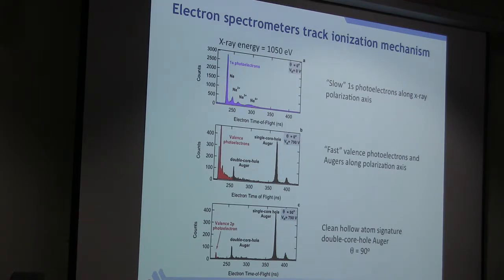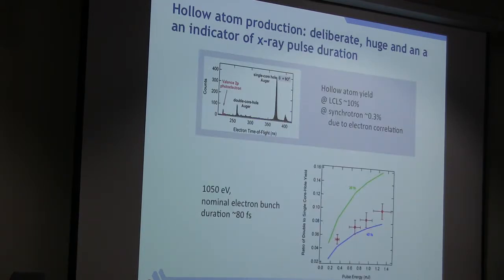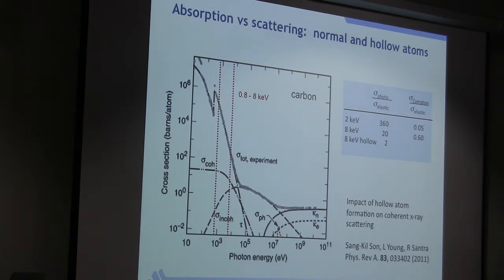And it turns out that the amount of this Auger yield that you have is huge. We're making like 10% of these hollow atoms, compared to what you might see at a synchrotron, which is just due to electron correlation, of less than 1%. This is interesting because it also gives you some measure of the nominal electron pulse duration, because you can calculate what it should be.